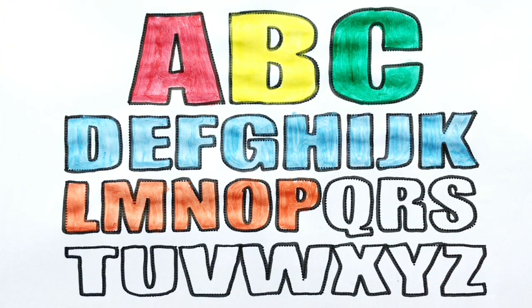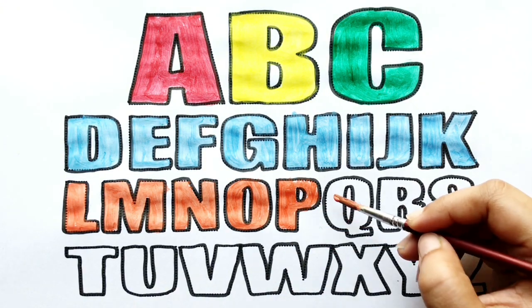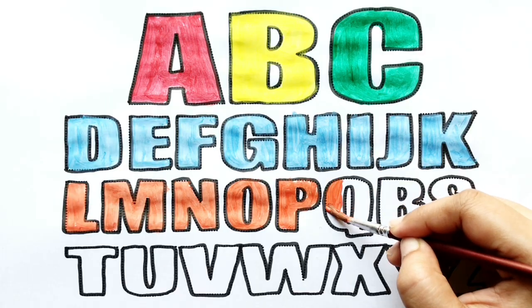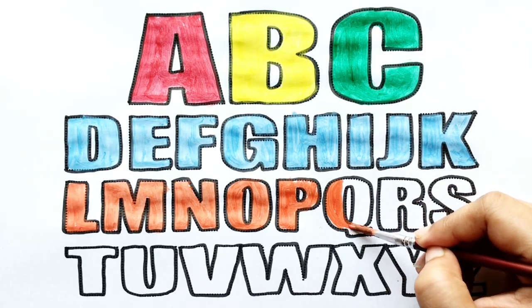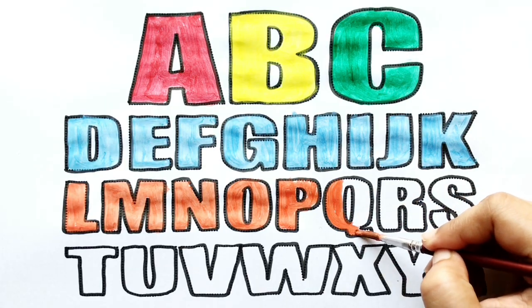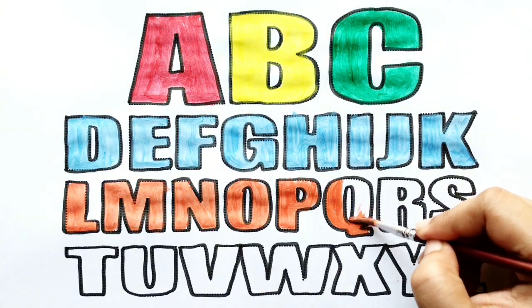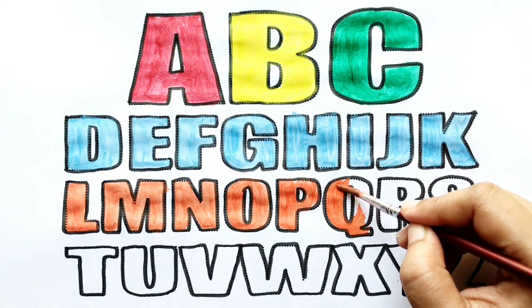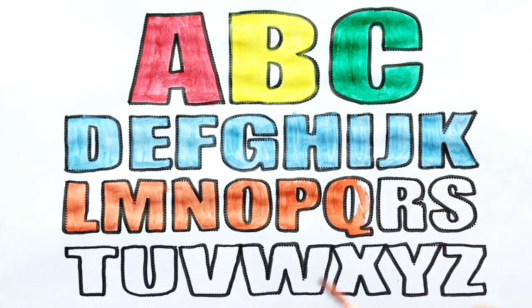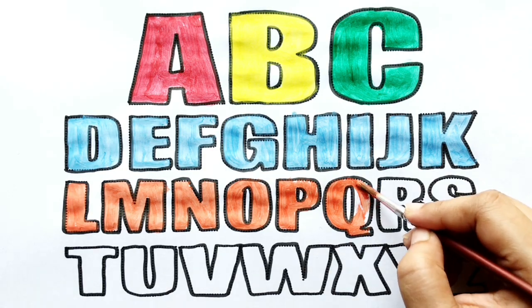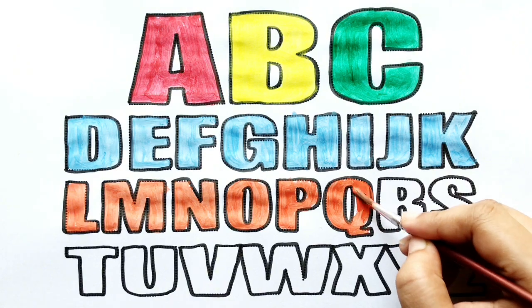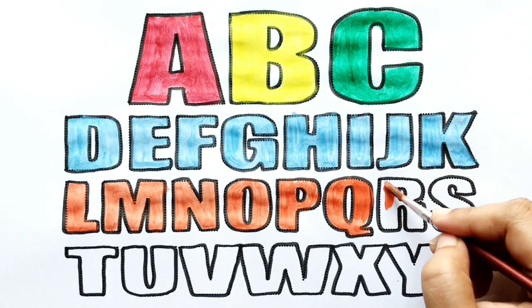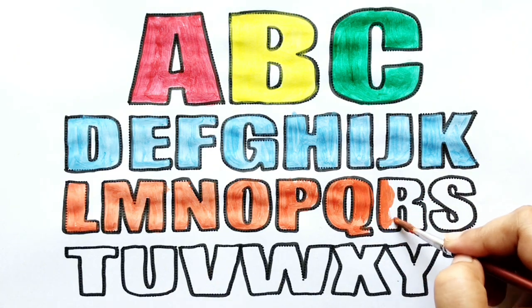Next time, won't you sing with me? A, B, C, D, E, F, G, Q for coin. J, K, L, M, N, O, P, Q, R, S, T, U, V, W, X, Y, and Z. Now I know my ABCs. Next time, won't you R for rainbow. Sing with me?